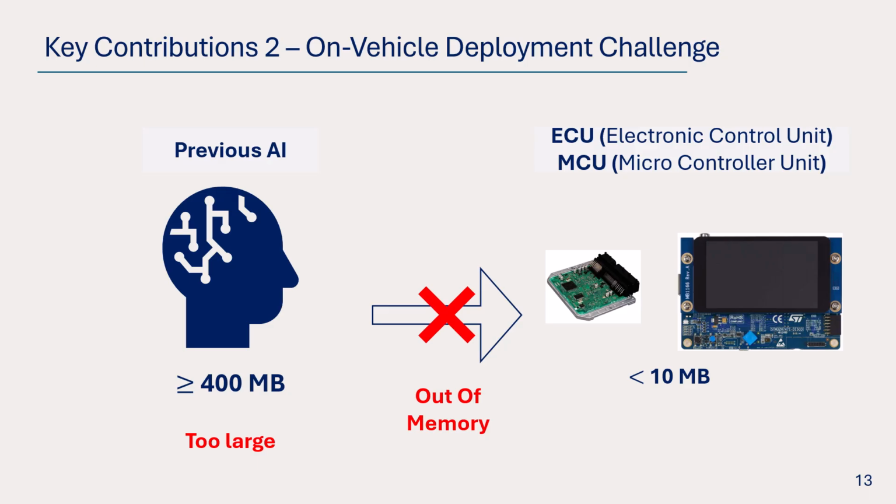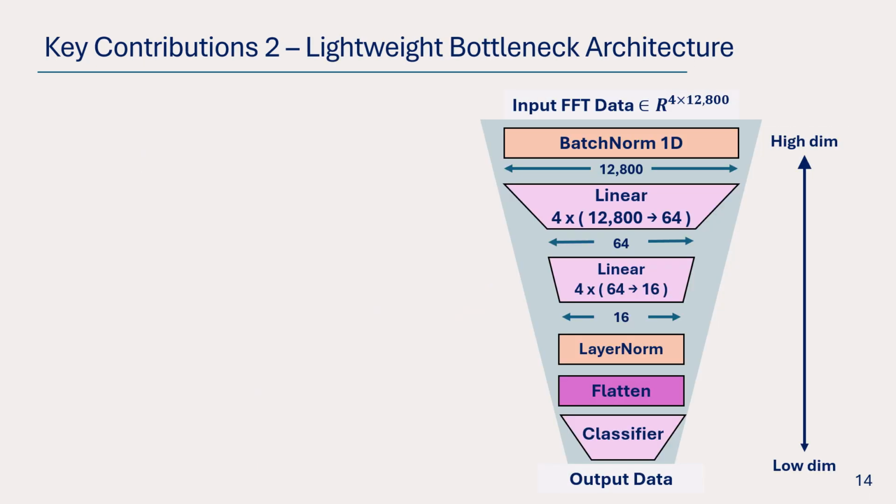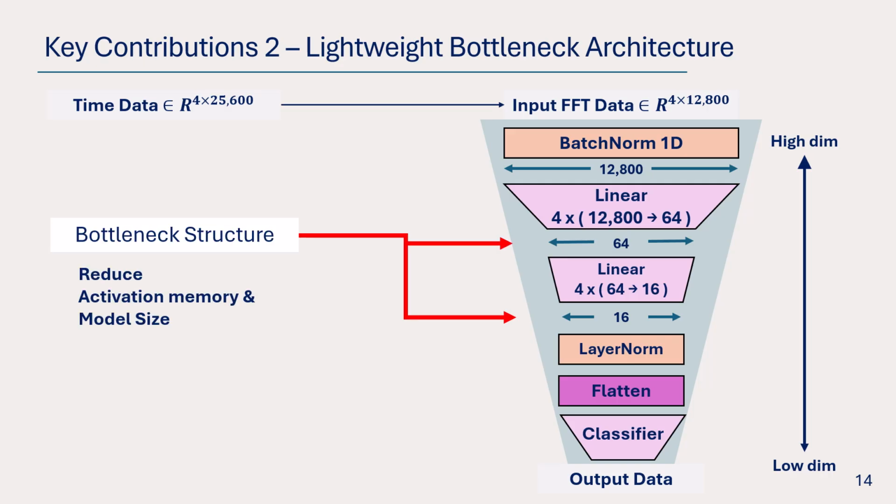Existing AI models were 400 megabytes in size, making it impossible to deploy them on ECUs or MCUs that are typically around 10 megabytes. To address this, we designed a classification model with a bottleneck structure. This model takes FFT transformed data as input, and due to its bottleneck structure, compresses the data into a lower dimensional form. This allows us to reduce the model size. Finally, a classifier distinguishes between normal and fault states.